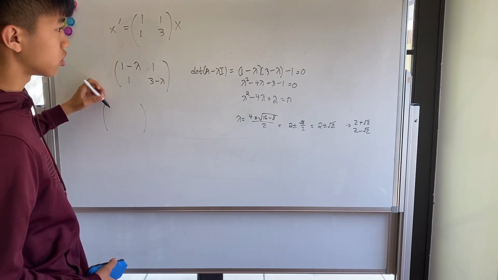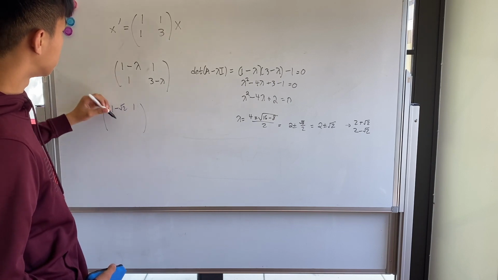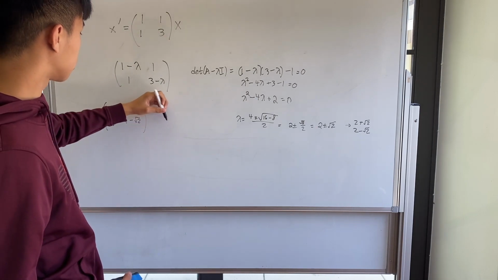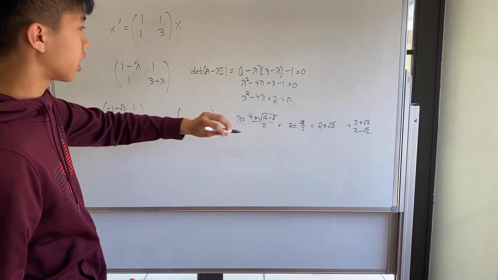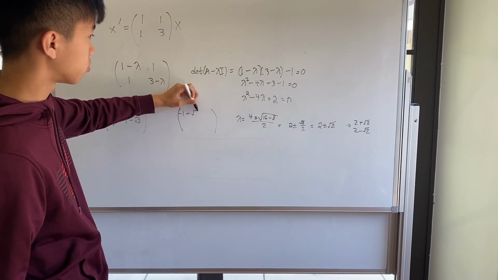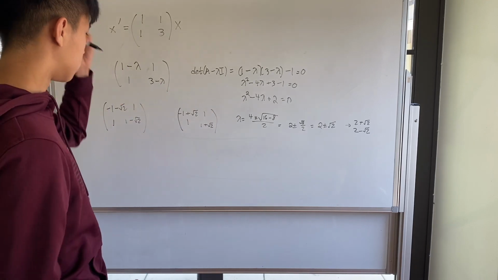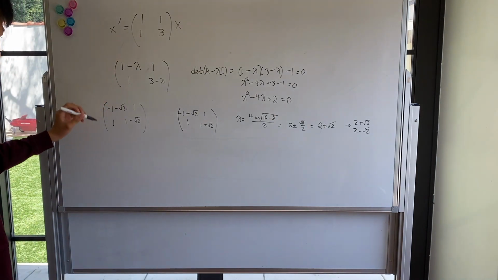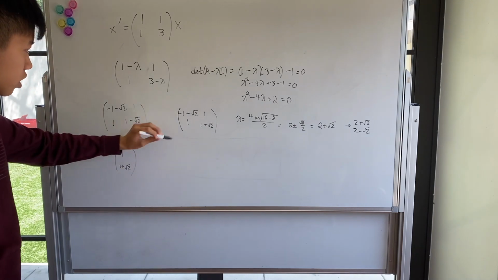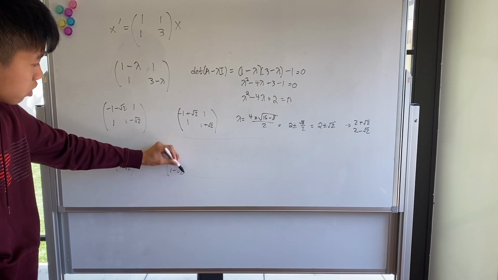If we subtract 2 plus root 2, we get minus 1 minus root 2, 1, 1, 1 minus root 2. And then for the second eigenvalue, we get minus 1 plus root 2, 1, 1, 1 plus root 2. Then we can find our eigenvectors by finding the ratio. In this case, it's just 1, 1 plus root 2. And here we have 1, 1 minus root 2.